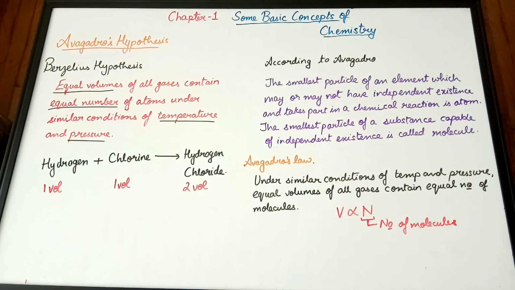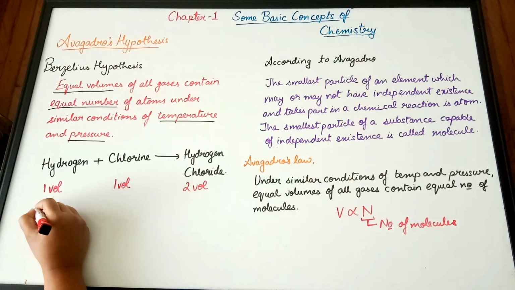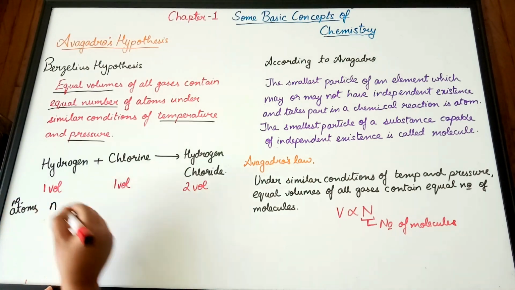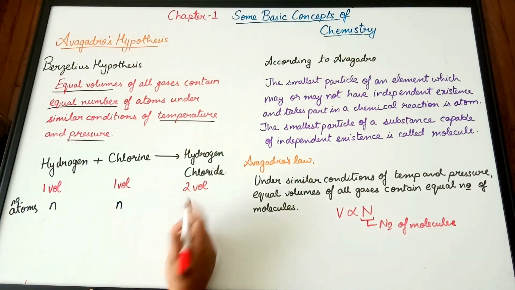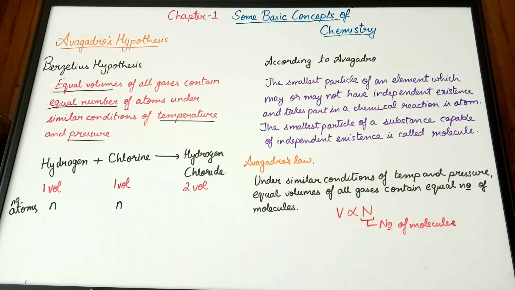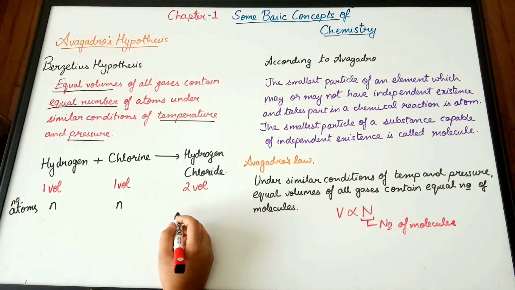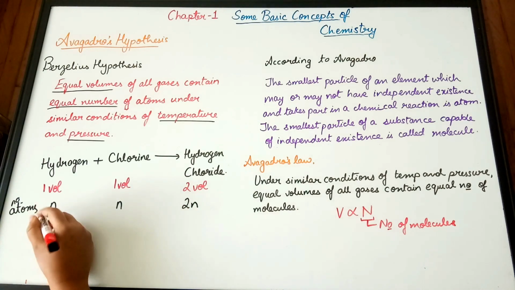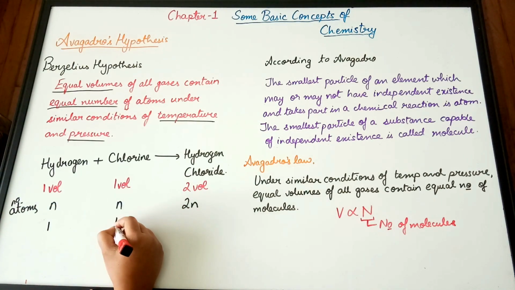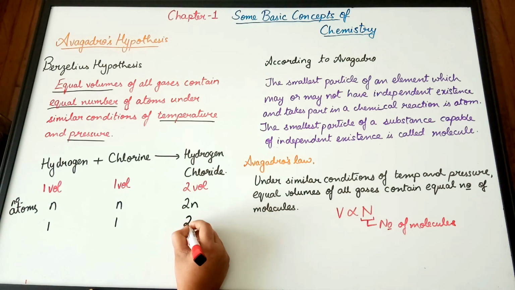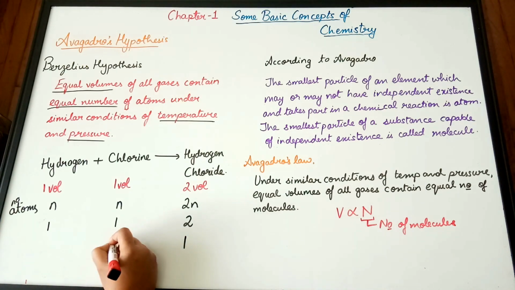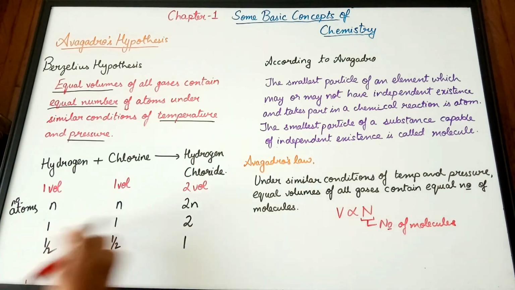So according to the Berzelius hypothesis, equal volumes of gases consist of equal number of atoms. So since these two have equal volumes, suppose hydrogen has n number of atoms. Chlorine should also have n number of atoms. But because you have hydrogen chloride having 2 volumes of the product, this will mean it has 2n number of atoms, which means if this was 1, number of atoms of chlorine also becomes 1, whereas hydrogen chloride number of atoms becomes 2. Now assume we want only 1 atom of hydrogen chloride, then this will be 1, this will be 1 by 2, and this will be 1 by 2, because we are dividing the whole thing by 2.